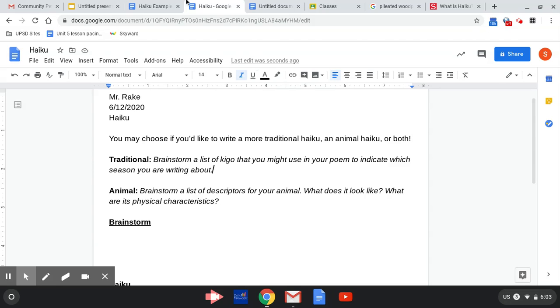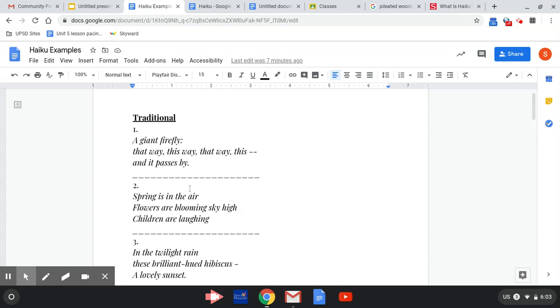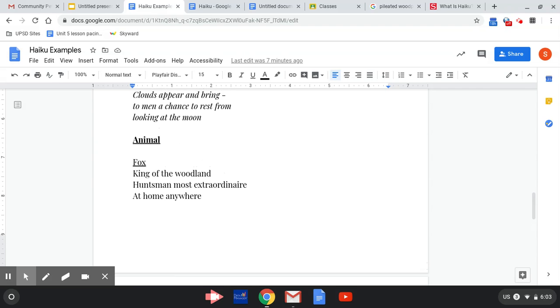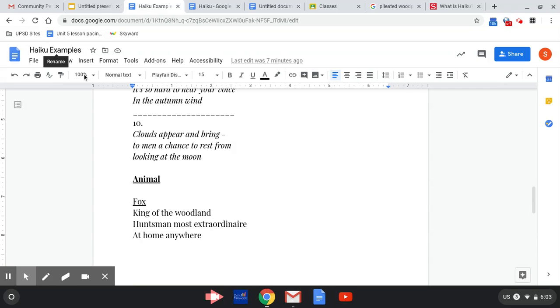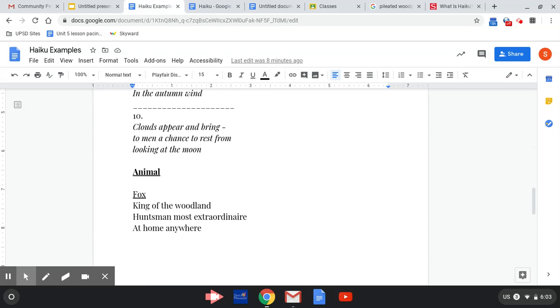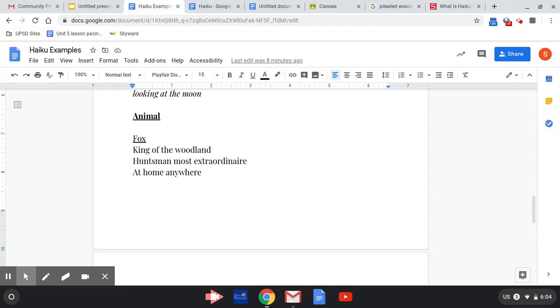And this is just supposed to be fun. I want you to have fun with this. So animal haiku. What is that? Well, I added to our list of haiku examples down here, and I kind of split it up between traditional at the top, 10 traditional haiku, and then I included some animal haiku down here. So this first one is describing a fox. King of the woodland, huntsman most extraordinaire, at home, anywhere.